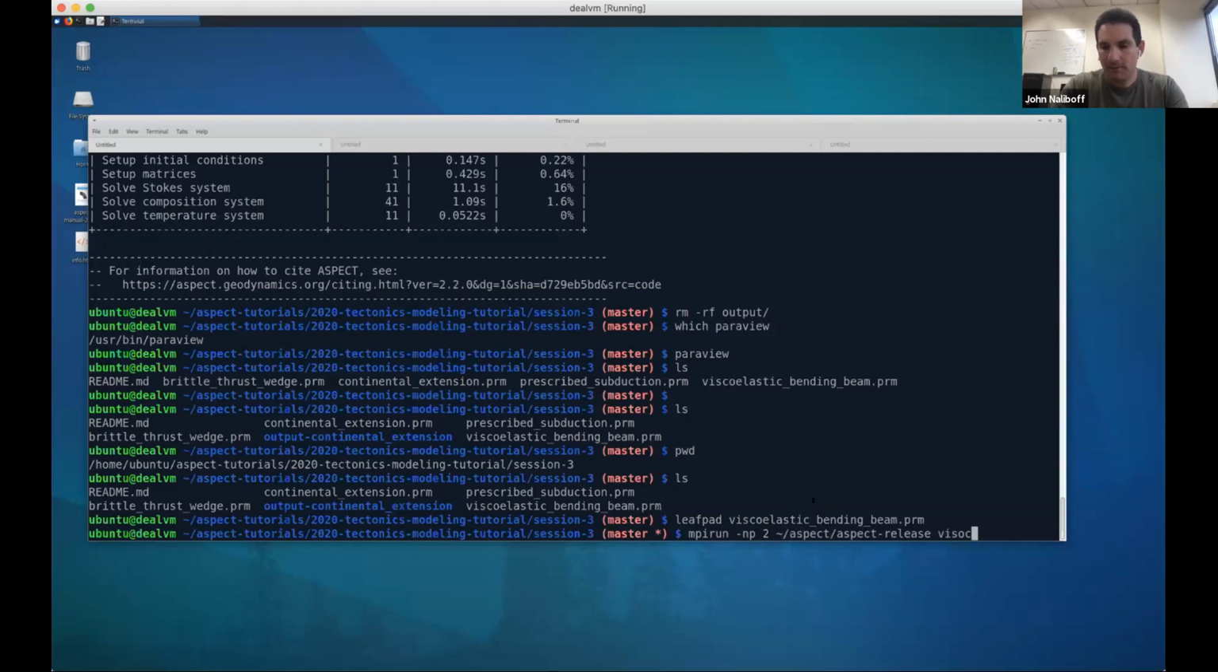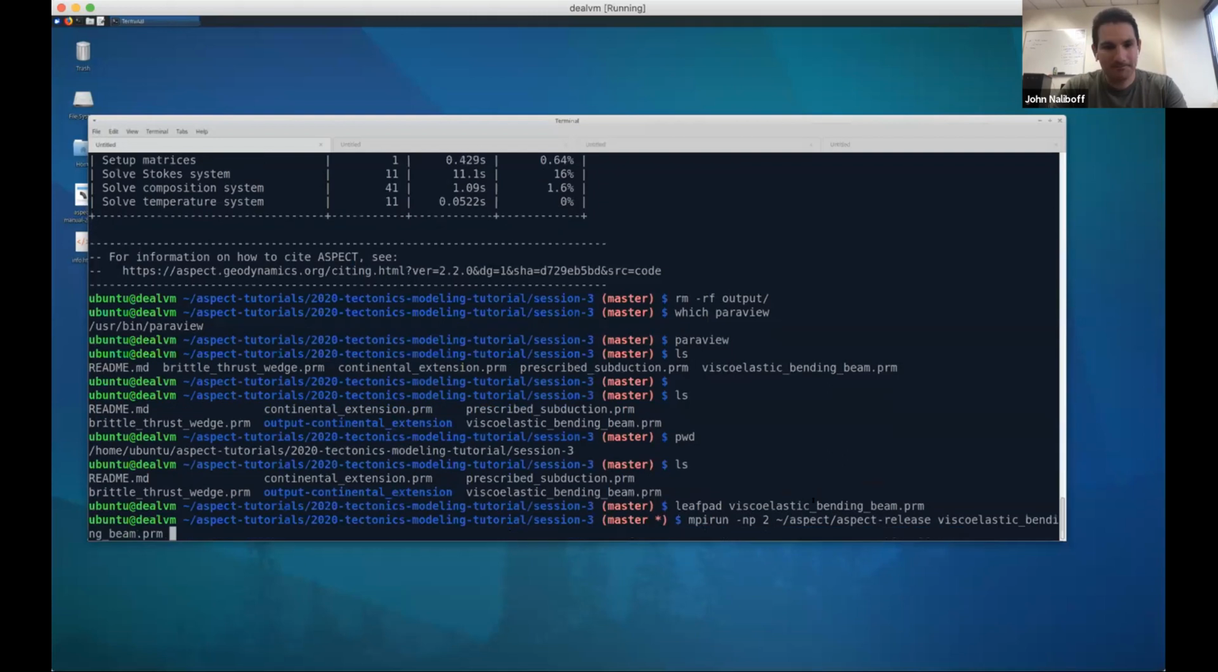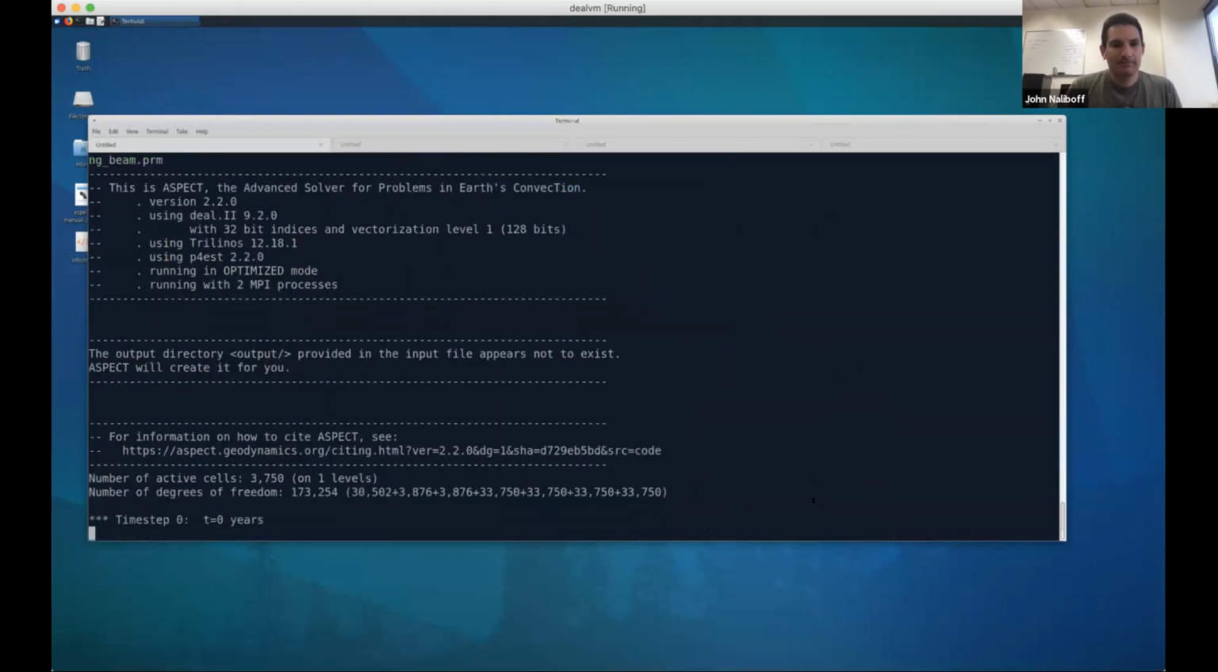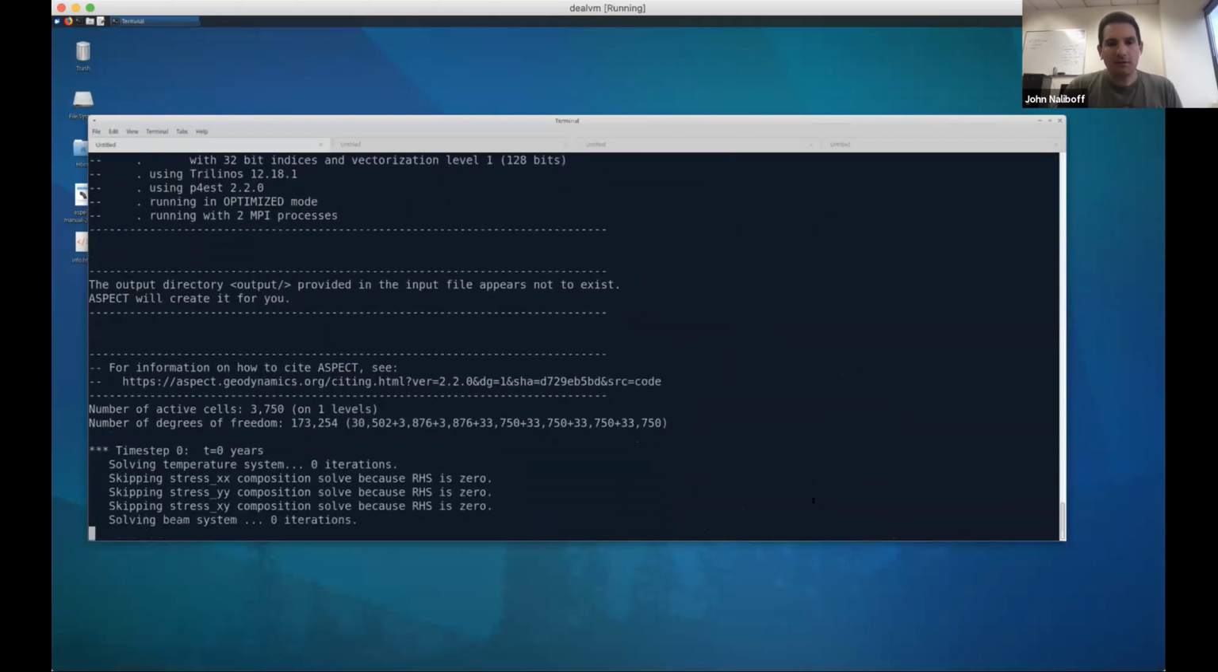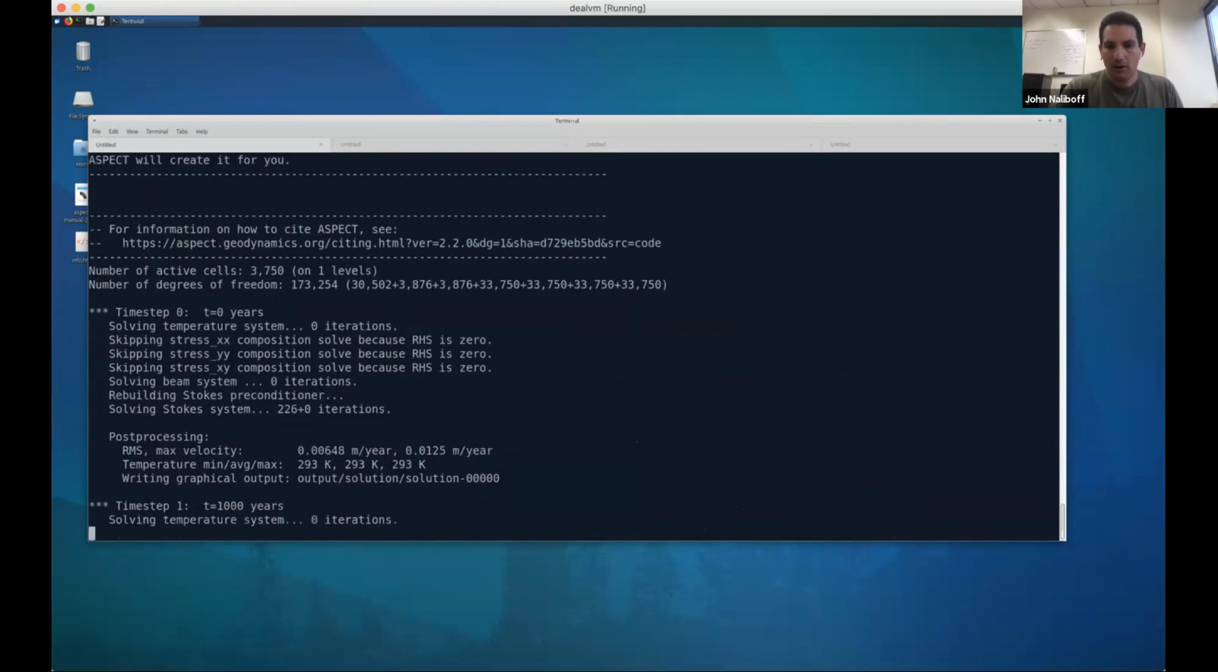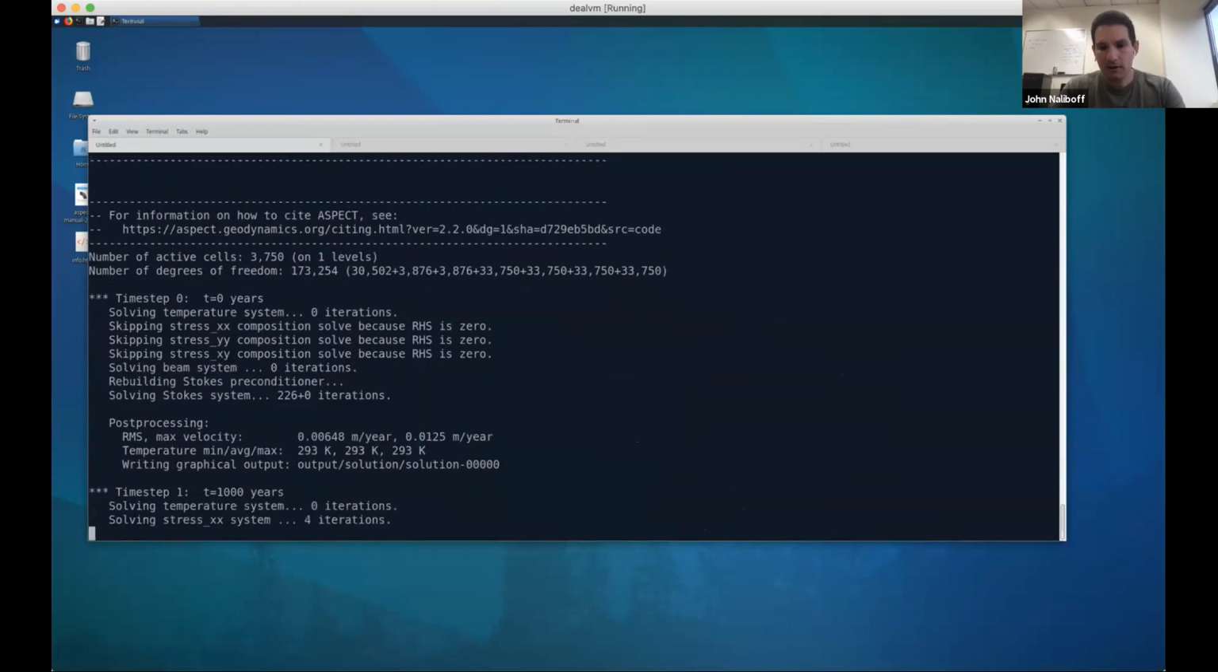And then the name of the aspect executable. Or no, I'm sorry, the name of the parameter file. Yep. And so that's running now. And what I'll do now is go back to the presentation, and we'll let that model run while we go through the viscoelasticity section again.